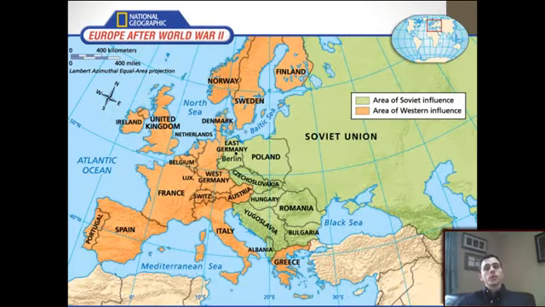Okay, so the war is over. How do things unfold? Well, to summarize it, we have an area of Soviet influence to the east, and then the area of Western influence in the western part of Europe, as we can see in this map here. And this sets the stage for the next global conflict that will engulf the next few decades, which is the Cold War. And we'll discuss that a little bit later in the course.